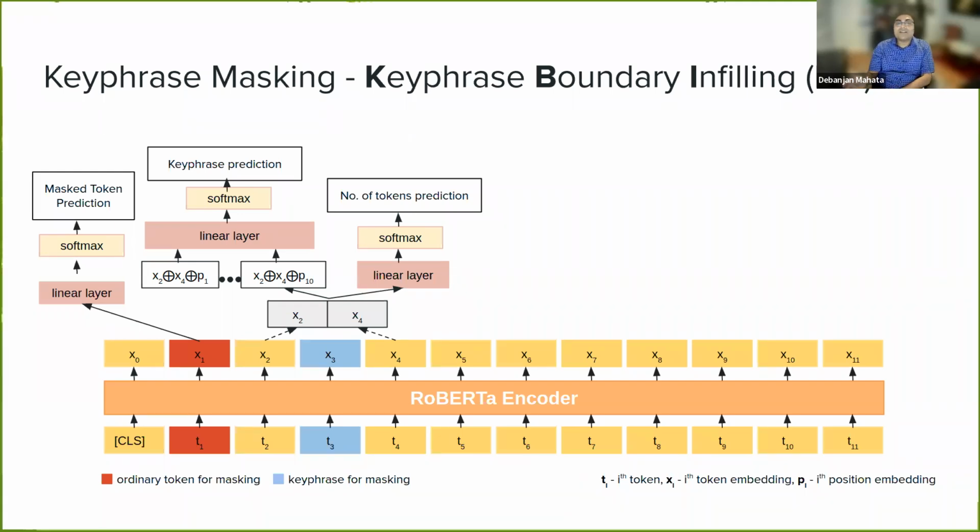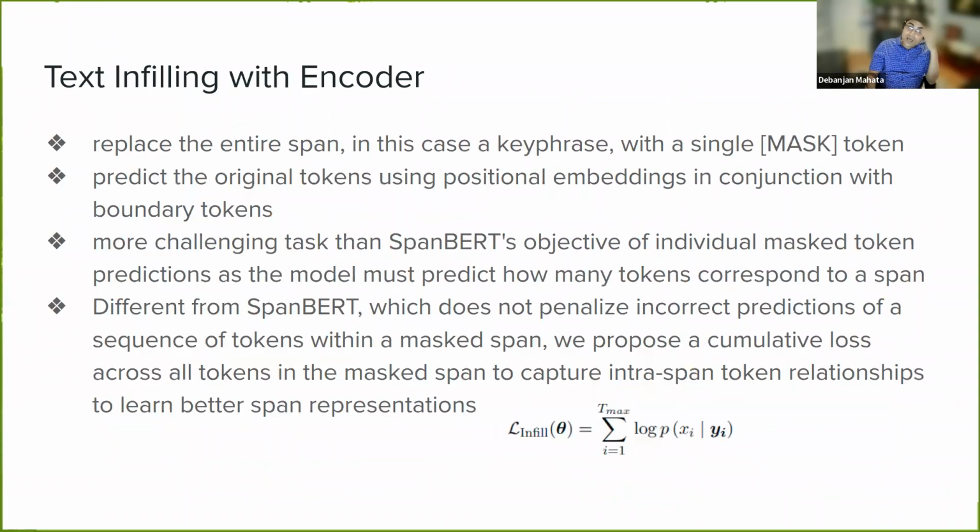And this really helps. This provides a very strong signal in predicting the actual key phrase that has been masked. And we restrict our masking to only 10 tokens. So we do not predict any key phrase which is longer than 10 tokens. So now these are some of the details, which is very interesting.